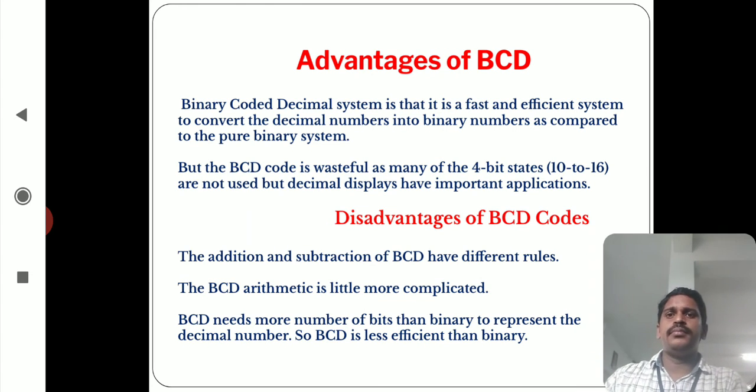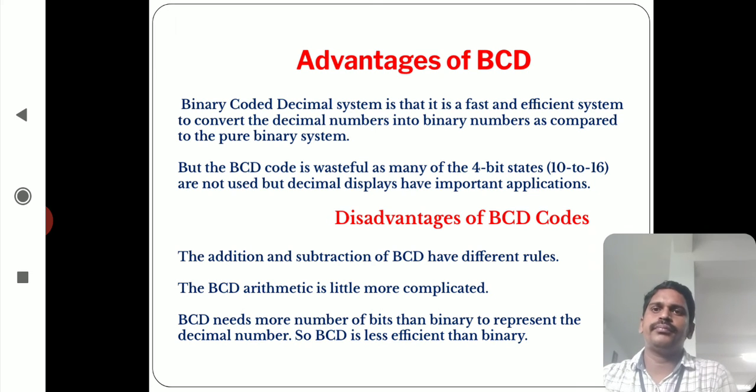Advantages of BCD. The binary coded decimal system is fast and efficient at converting decimal numbers into binary numbers, as compared to pure binary numbers. We know about the BCD code advantage; I discussed it in the previous slide. This is a very efficient system to convert a decimal number to binary.